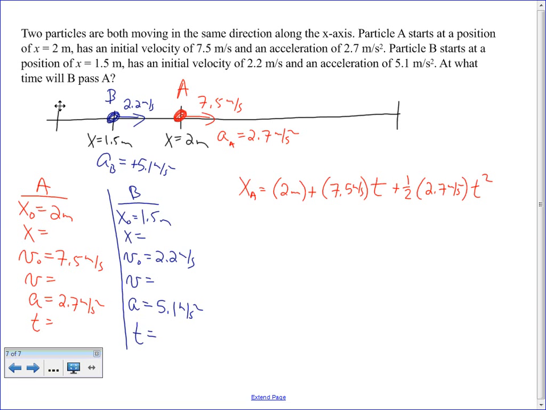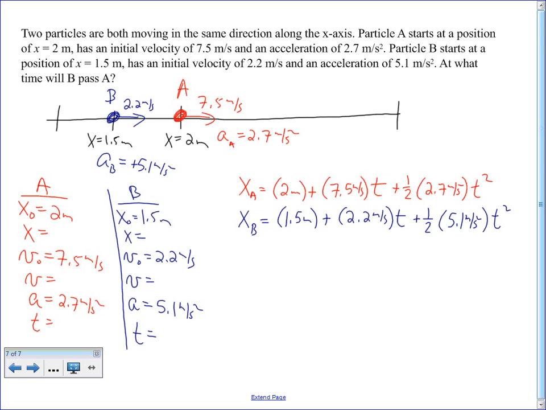Again, I highly recommend that you have the equations written out next to you as you're trying to work through these, so that way you can look at them as you're trying to plug the values in. This second equation is for the position of object B. So it starts at a position of 1.5 meters. It's starting at 2.2 meters per second times t plus 1/2 times its acceleration of 5.1 meters per second squared times t squared.